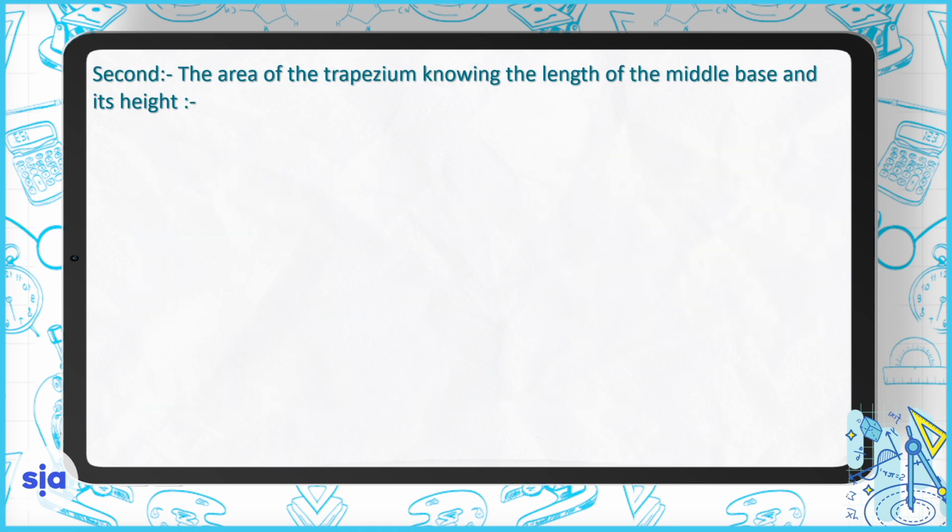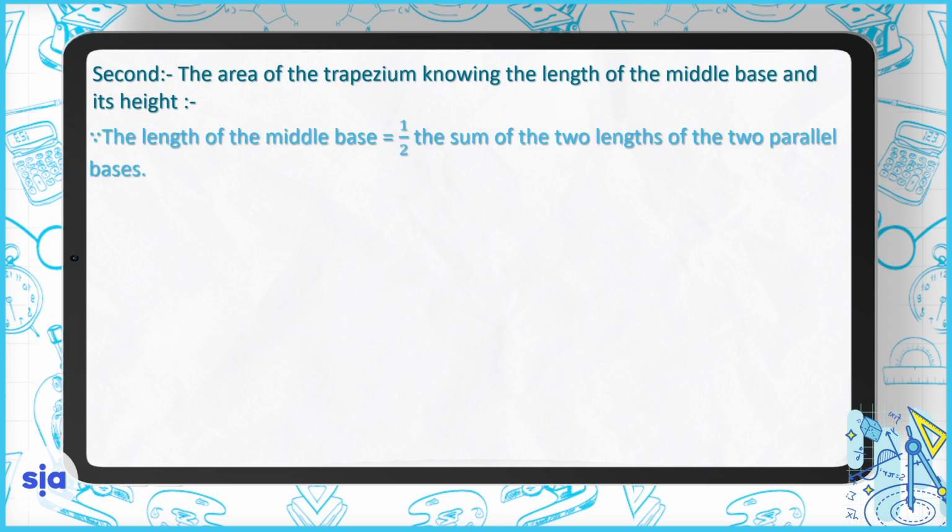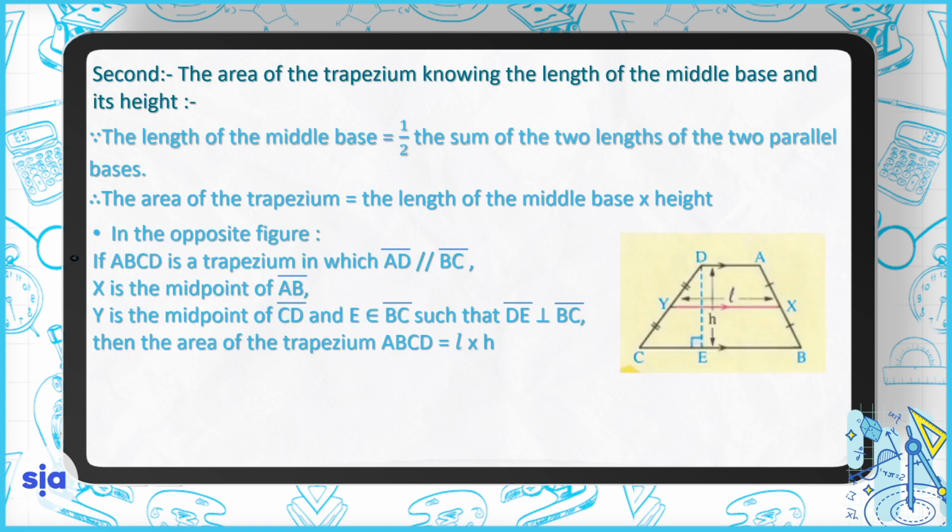The second way in how to find the area of the trapezium, knowing the length of the middle base and its height. Since the length of the middle base is half the sum of the length of the two parallel bases, therefore the area of the trapezium is the length of the middle base multiplied by the height. So in this figure, the area of the trapezium ABCD is L multiplied by h.